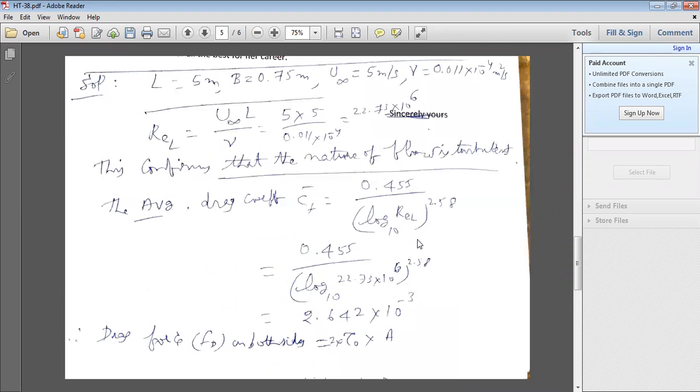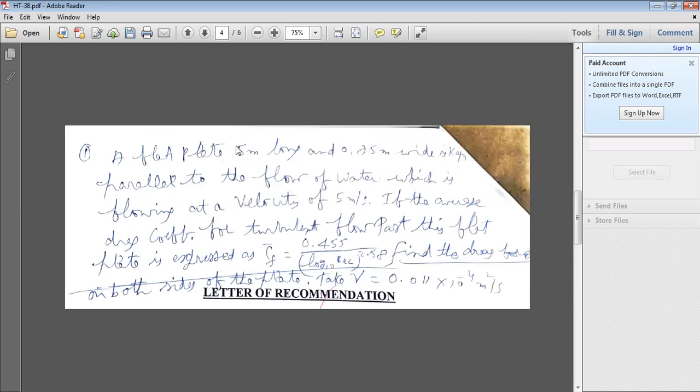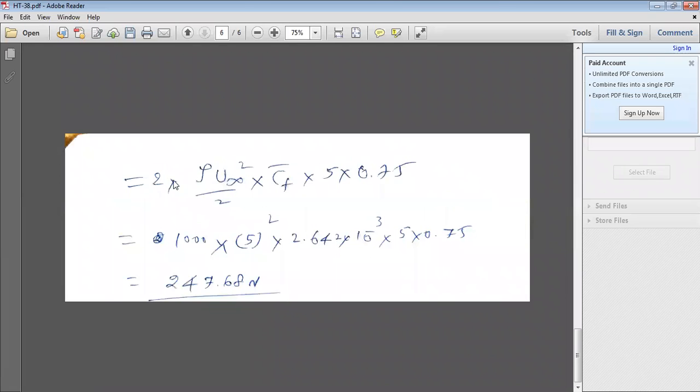If you observe this problem, the length of the plate is 5 meters and the width of the plate is 0.75. Surface area on one side is 5 into 0.75. For two sides, 2 into 5 into 0.75. That's finally the drag force for two sides of the plate. So 2 into rho U free stream square divided by 2 into CF bar into 5 into 0.75.